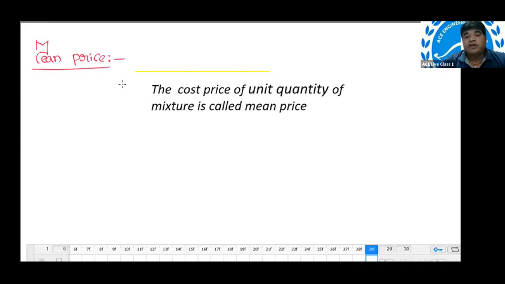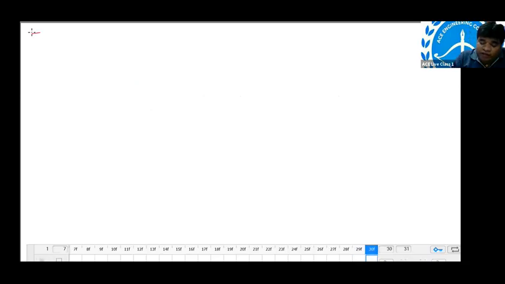The cost price of the unit quantity of the mixture is called mean price. Okay, this is very important, a very important concept. What does mean price mean? The cost price of the unit quantity of the mixture is called mean price. Okay? So type 1: allegation rule.